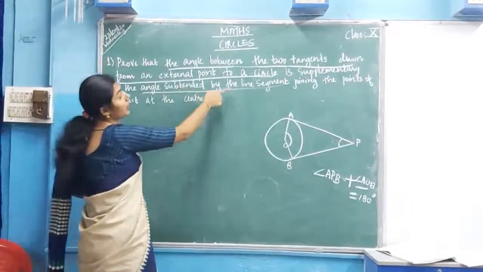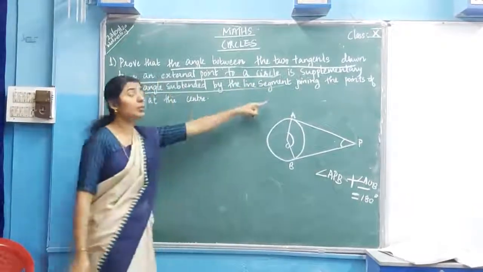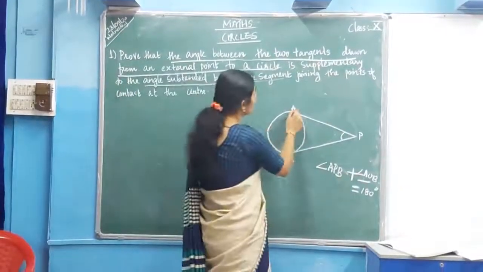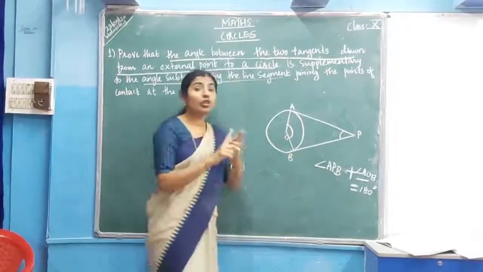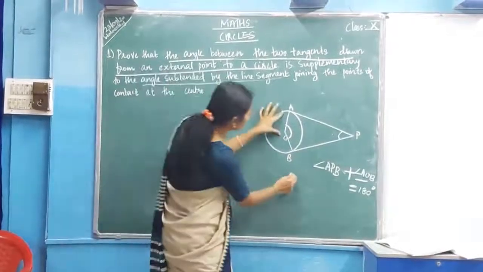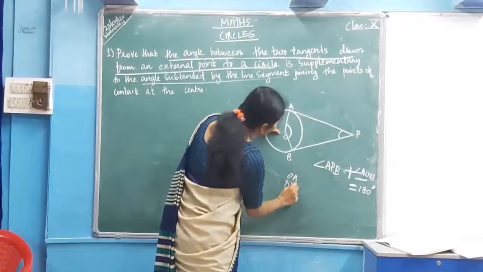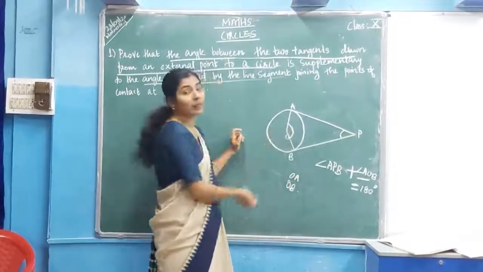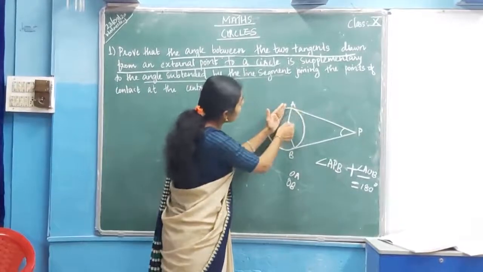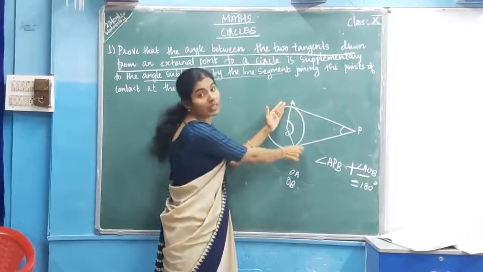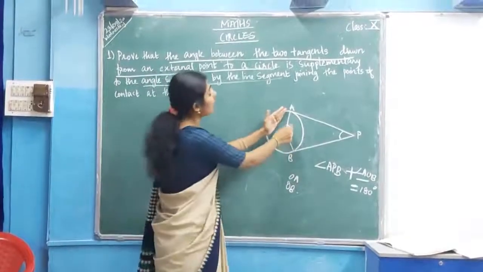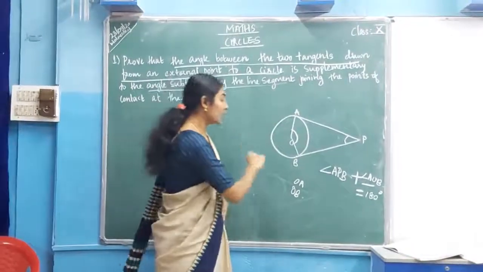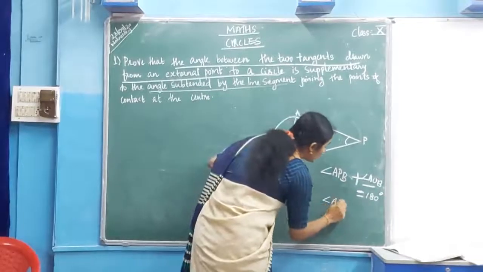Angle subtended by the line segment joining the points of contact at the center. Points of contact, when you join it with the center, you will get two line segments. Which are they? OA and OB. So which is the angle formed on these two line segments? That is angle AOB. Now we are getting two angles, angle APB and AOB.